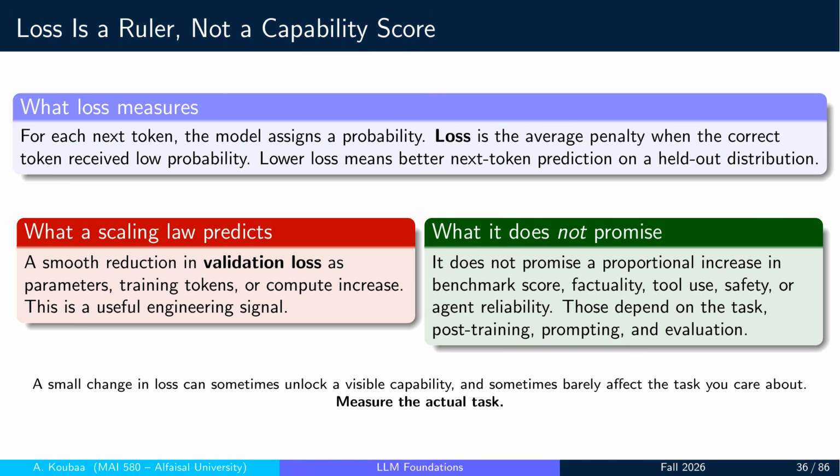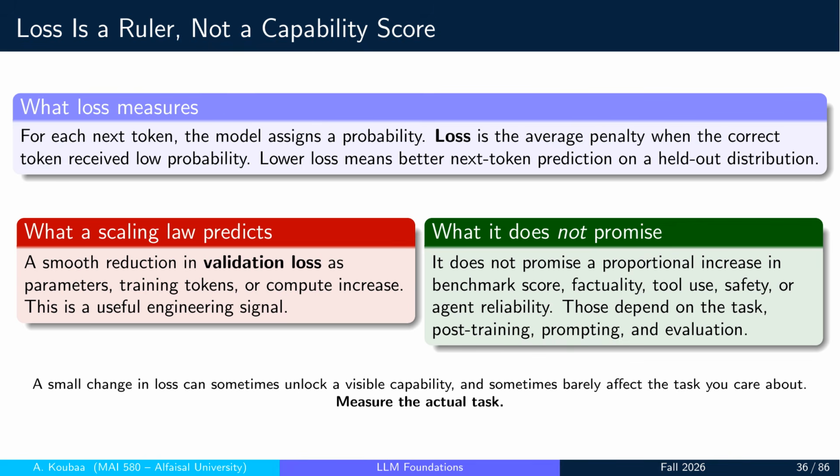Let us be precise about what loss measures, because it is routinely overinterpreted. For each next token, the model assigns a probability. Loss is the average penalty when the correct token received a low probability. So lower loss means better next token prediction on a held-out distribution. That is all it means.